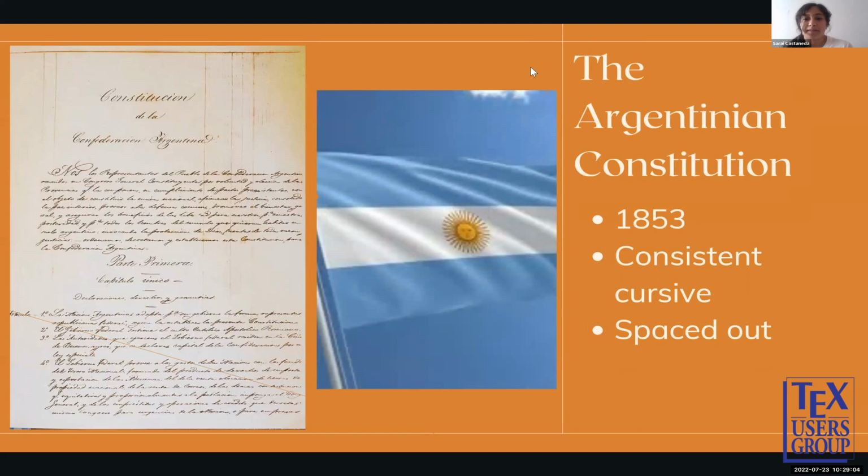All right, so I'm a little less familiar with Argentina as a country. From what I've learned, Argentina wrote its first constitution in 1853. I have read that the United States did have a little bit of influence in Argentina in terms of the government. And as you can see, it is written in cursive. It looks like handwritten cursive, very uniform and very neat.